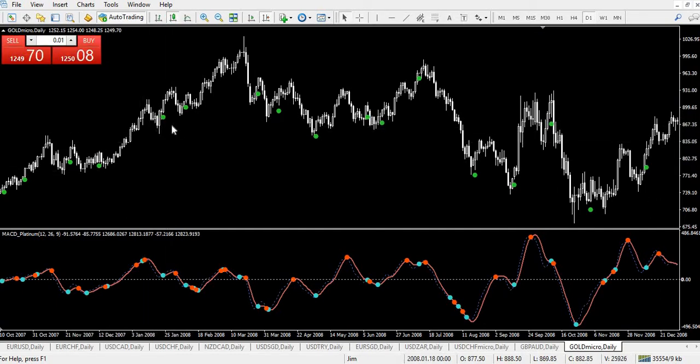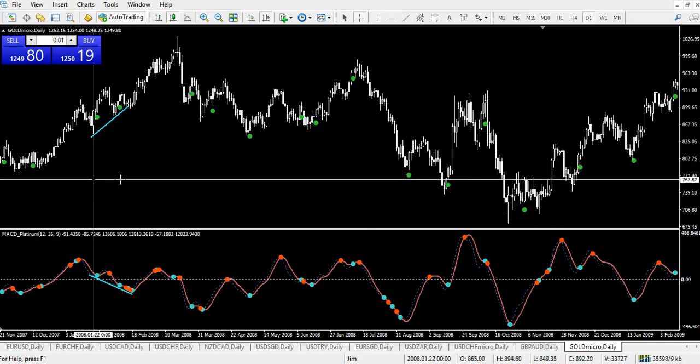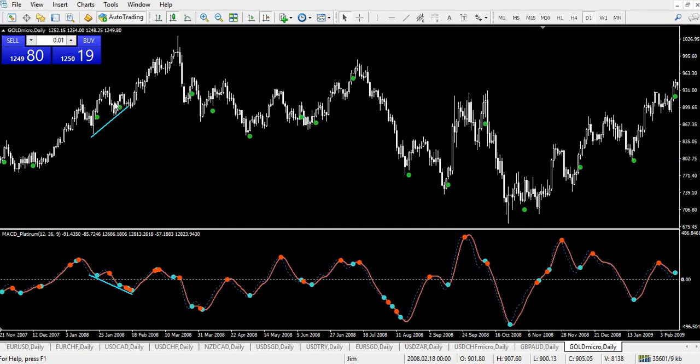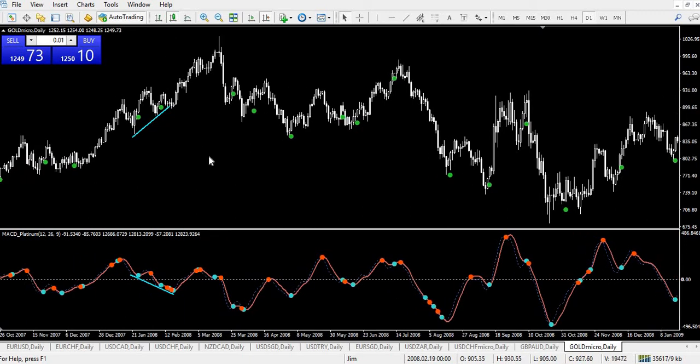So here's a perfect example to start with, which is good. There's your low. There, green dot. The next green dot's higher, so it's a higher low there. And you look at the MACD platinum, is it lower from there to there? Take the buy there, your stop will be under here somewhere, and off it goes. Continuation of trend. So that's a good start.